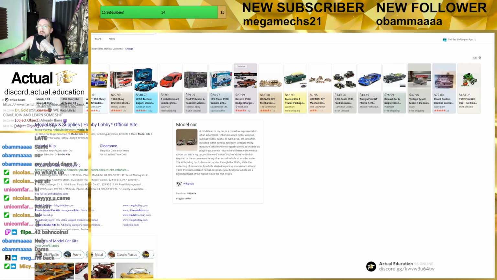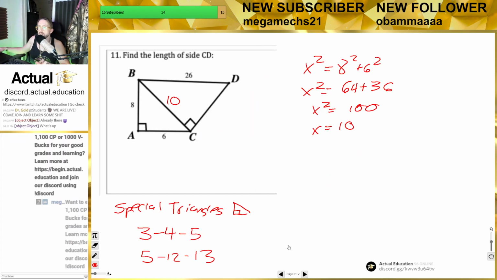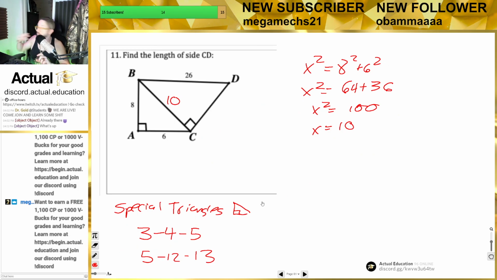So that's what's happening here with a triangle with a scale factor: we're literally just multiplying all the sides by a certain number. And this is also applicable to special triangles. If I have a triangle where the two small sides are 3 and 4, and the last side is 5, I can also do multiples of this. Multiples of these also exist. So what would be a multiple of 3, 4, 5?